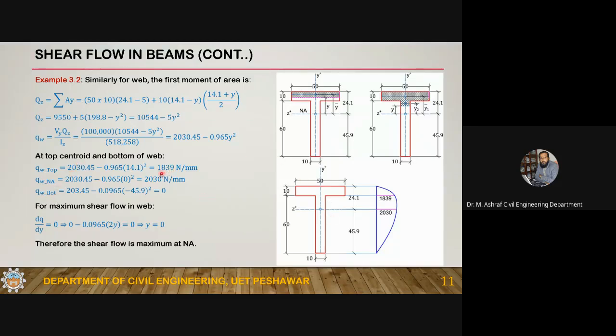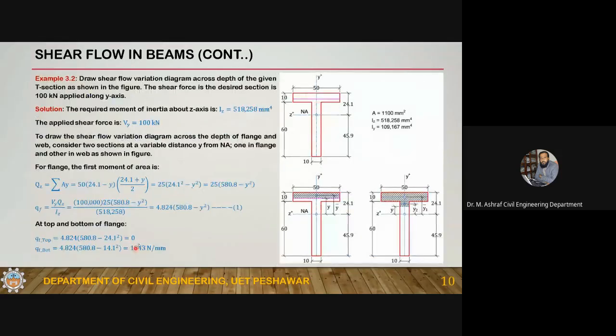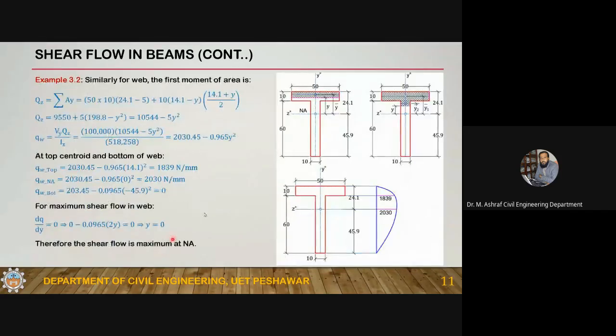Okay, so you will get at top 1839, 2030, and this is 0. Now here you will see a difference: at the top of the flange, at the top of the web, and bottom of the flange, the values are the same, so the shear flow is also the same. Here you can see 1843 Newton and 1839, and this is just a rounding error, 1843, 1843. So due to the rounding error, they are having the same value.